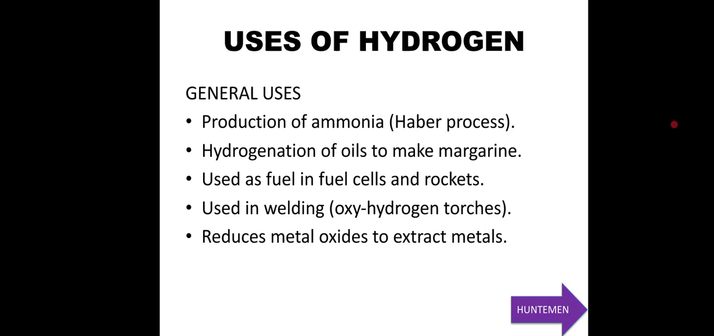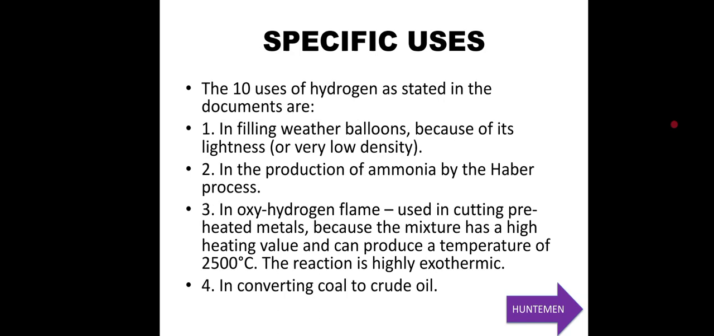Uses of hydrogen. Generally, we have production of ammonia, that is the Haber process. Another one, hydrogenation of oil to make margarine. Use as fuel in fuel cells and rockets. Hydrogen is also used in welding, that is oxy-hydrogen torches. We also use hydrogen to reduce metal oxides to extract metals.